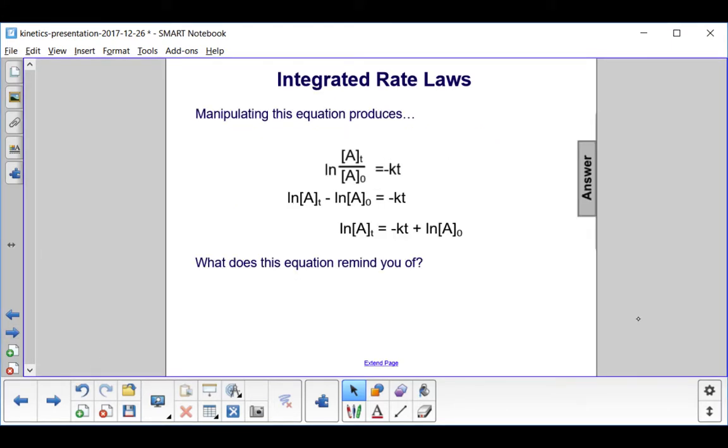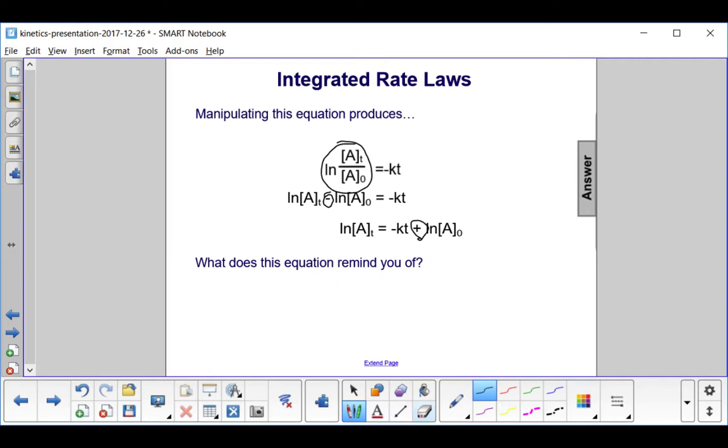All right, if I take that equation and do a little manipulation, if you recall, when you divide inside a natural log, that's the same as subtracting the natural logs. So we have the natural log of the concentration of A at time t minus the natural log of the concentration of A at time 0 is equal to minus kt. Then I just added the natural log of A at time 0 to the right side of the equation to get the equation you see here, where the natural log of A at time t is equal to minus kt plus the natural log of A at time 0.